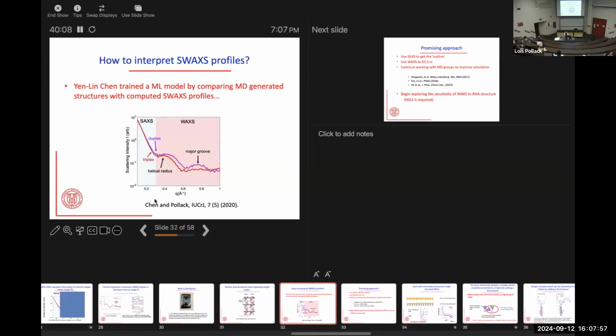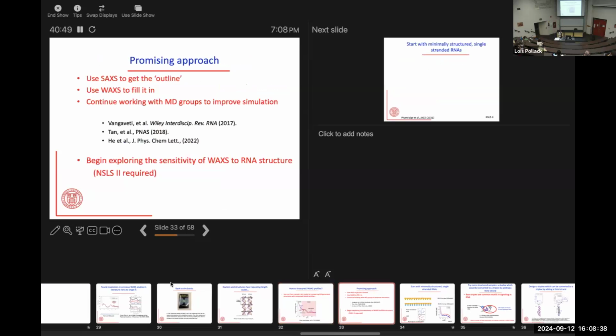So how do we interpret these peaks? Well, one of my former graduate students really got excited by machine learning and AI. And so he trained a machine learning model by comparing molecular dynamics generated structures and computing their small and wide angle scattering profile and matching up the peaks and valleys with the things that he could see in the structures, and then fed them all into a machine learning algorithm, and came up with something. And he walked into my office one day and said, "That's the helical radius, that's the major groove," and could just tell me what each of those features were. And that was pretty cool.